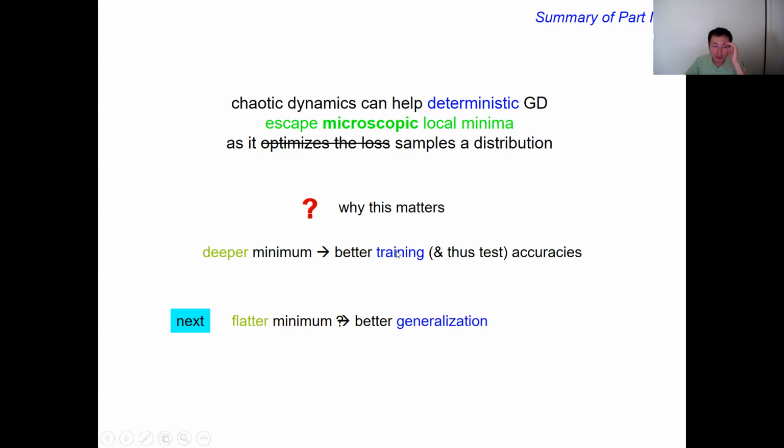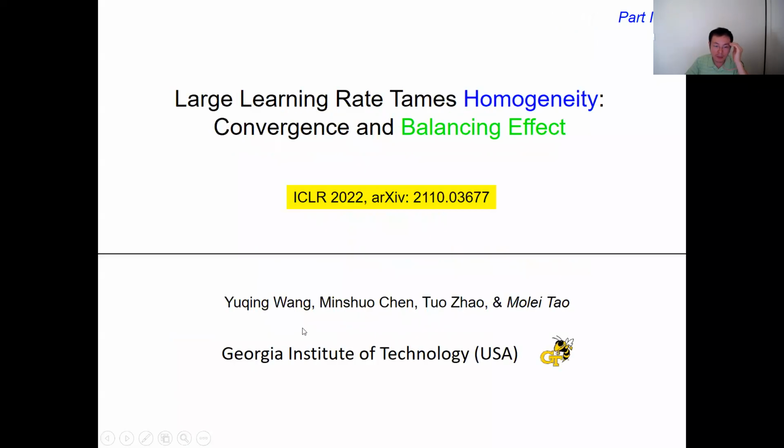So the previous discussion was mainly on training accuracy, and now I want to talk about generalization. So the gap, the difference between training and test accuracy. And in fact, in machine learning, folk wisdom is that if you converge to a minimizer that has flatter local geometry nearby, then it gives you better generalization. I will not prove this or say anything about it, but assume because of that you like flatter minimizers.